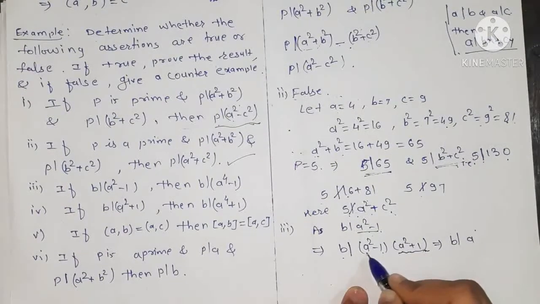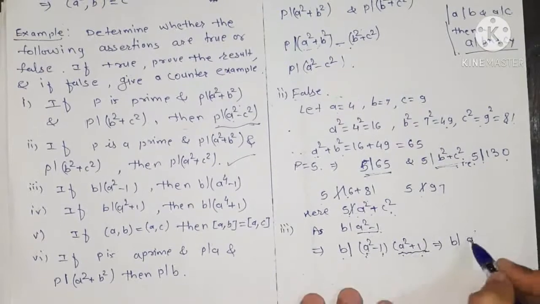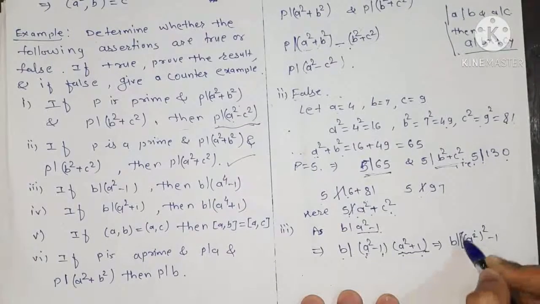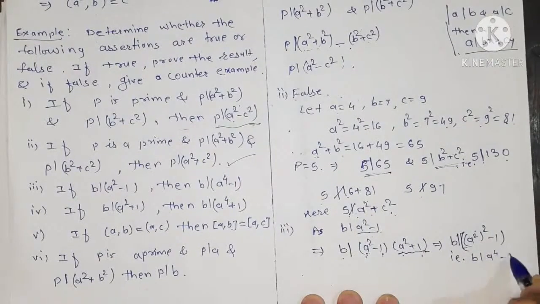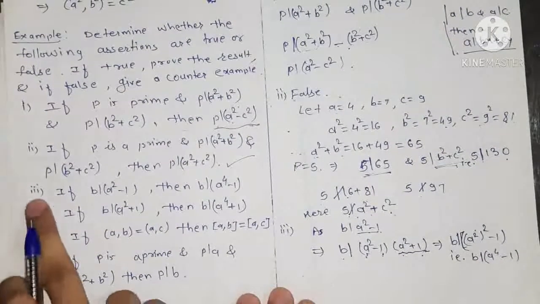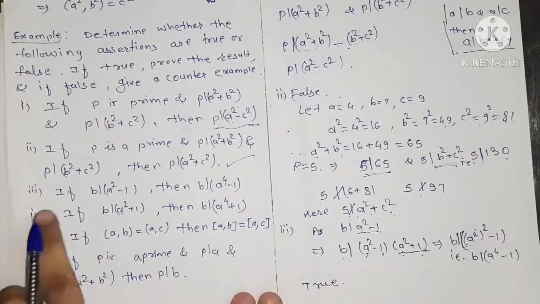Now here we can use the formula a minus b into a plus b, and a minus b into a plus b is a square minus b square. So we have a square, its square, minus 1 square. So that is nothing but b divides a square, its square, that is a to the power 4, minus 1. So b is dividing a to the power 4 minus 1. Hence the third result is true. Okay, so the third result is true.